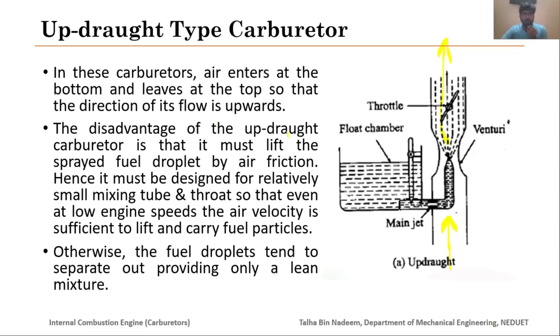The disadvantage of the updraft carburetor is that it must lift the sprayed fuel droplets by air friction. I mentioned this part earlier, that air friction is responsible for taking these droplets along with it. Hence, it must be designed for relatively small mixing tube and throat, so that even at low engine speeds, the air velocity is sufficient to lift and carry fuel particles. Again, we have a design restriction over here, that we have small throats and small size of mixing tube. Therefore, these engines cannot be incorporated for the high speed engines. They are generally designed for the low speed engines. Otherwise, the fuel droplets tend to separate out, providing only a lean mixture.